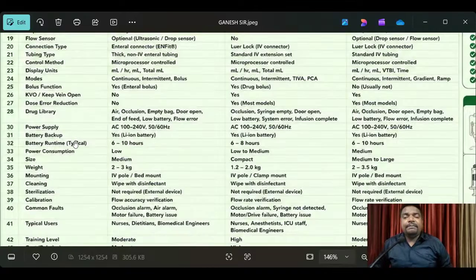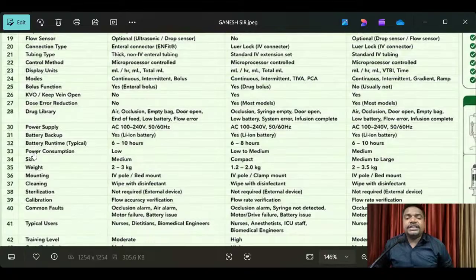Key point: battery backup. When it comes to the feeding pump, the syringe pump, and the infusion pump, battery backup is needed, available, and recommended. A lithium battery is very, very important, because it has durable capacity. Understand? I hope you are getting my voice, right? Now, battery backup, 31 points completed.